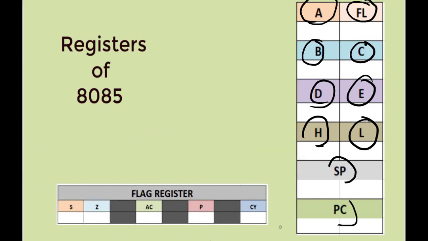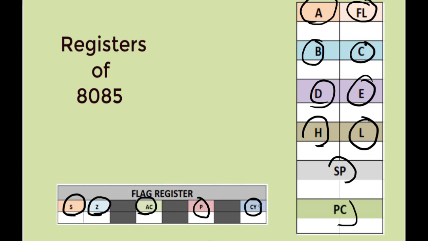As we can see, there are 5 flags: the carry flag, parity flag, auxiliary carry, zero and sign. These are the 5 flags available in the 8085 microprocessor. When we do arithmetic and logic operations, we'll see how they change. So these are the flags.